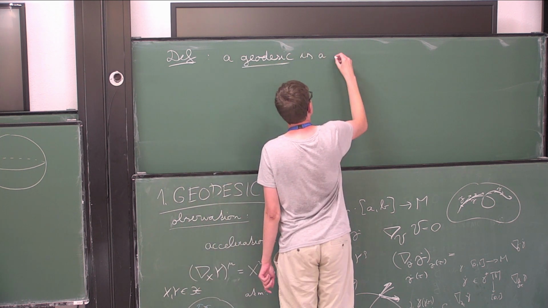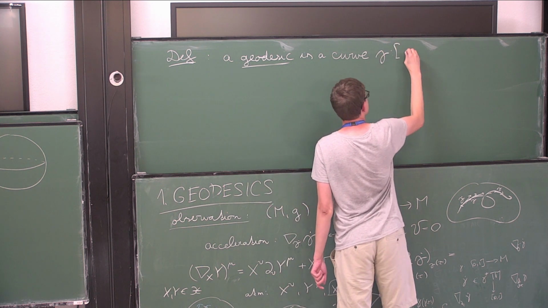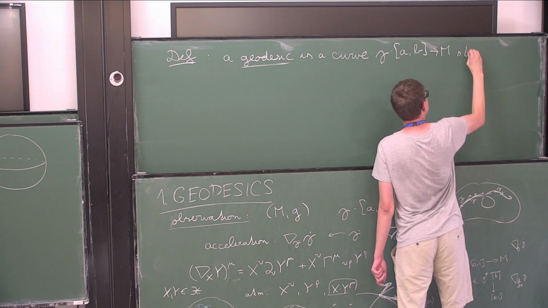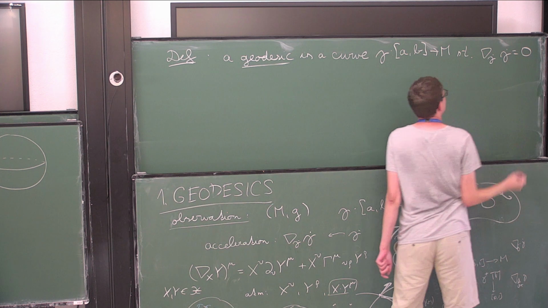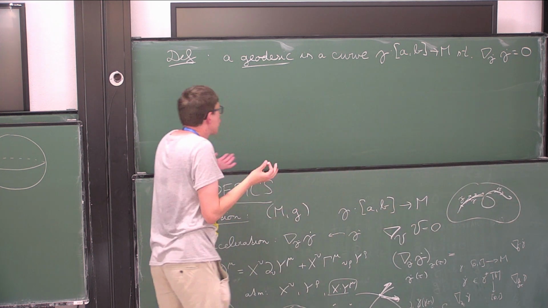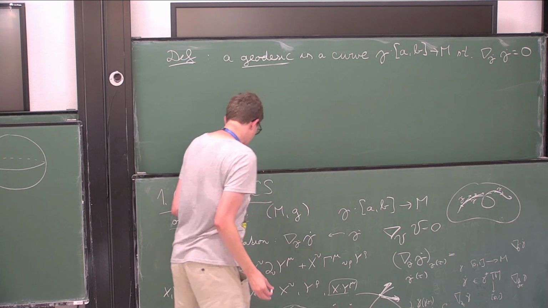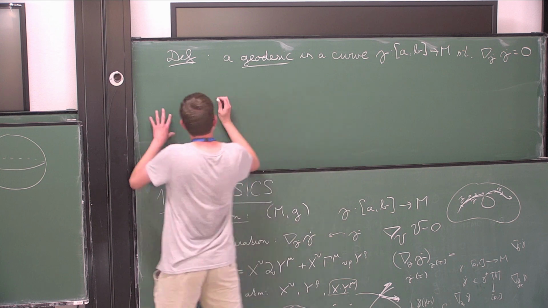A geodesic is a curve gamma from some interval, let's say AB, to M such that its acceleration vanishes. You should think of it as there being no forces acting on it. So if you write it down using this formula explicitly, you pick some coordinates. Okay, so some remarks.